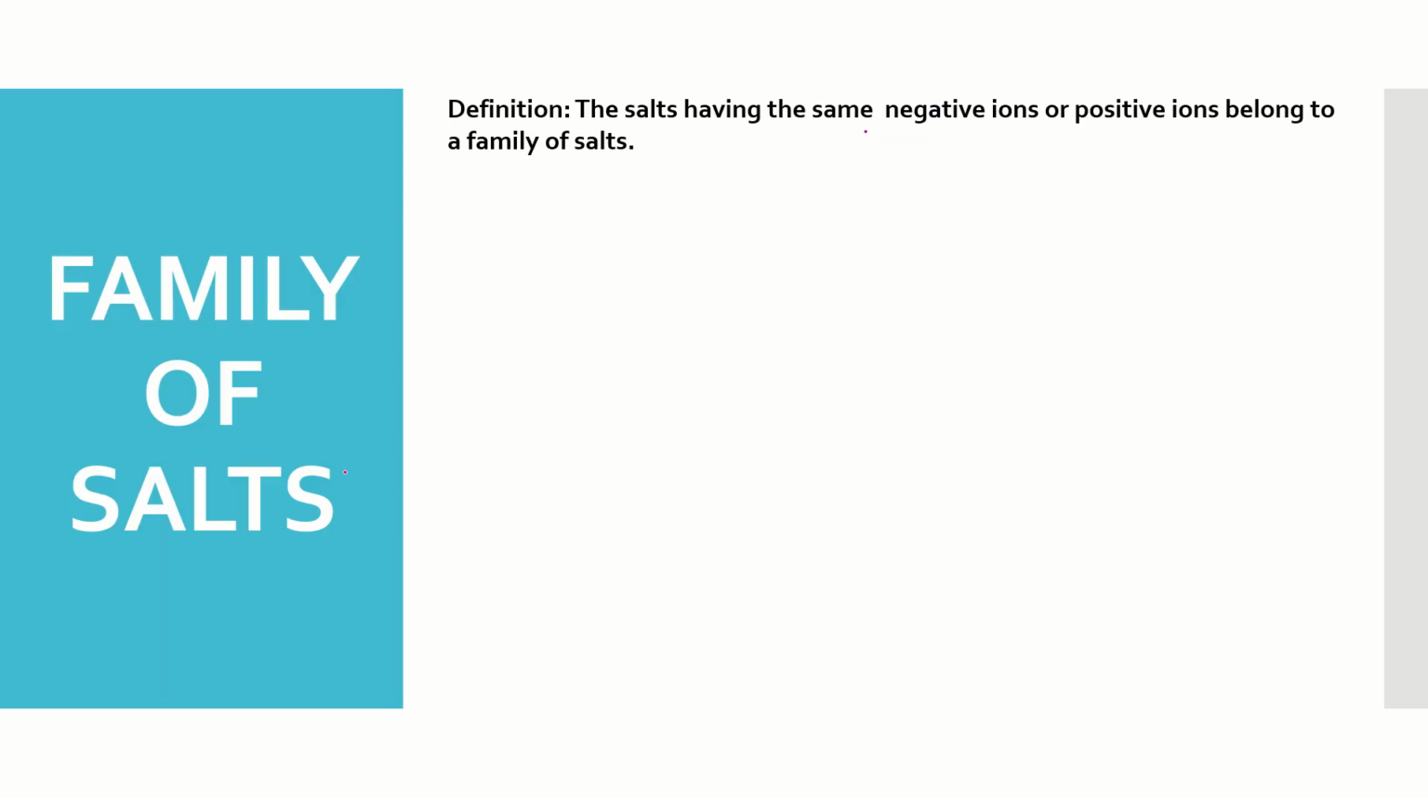Then what is a family of salts? The salts which have the same negative ion or the same positive ion belong to a family of salts. Example, sodium chloride and sodium sulfate. They both have a common ion, the sodium ion, Na+ cation. That is why both salts, sodium chloride and sodium sulfate, belong to the sodium salts.